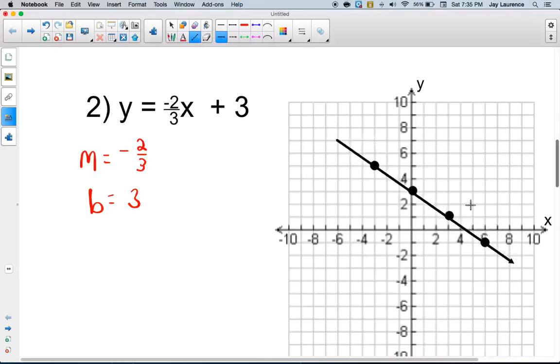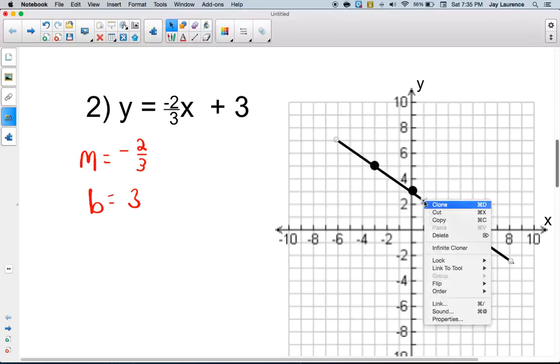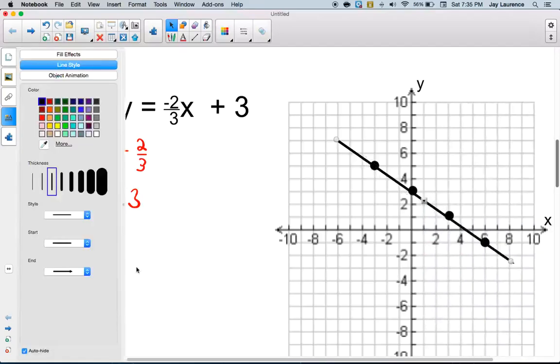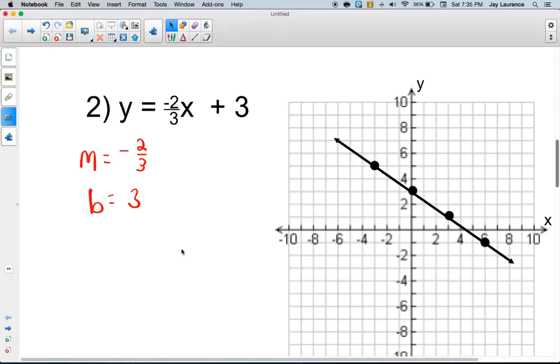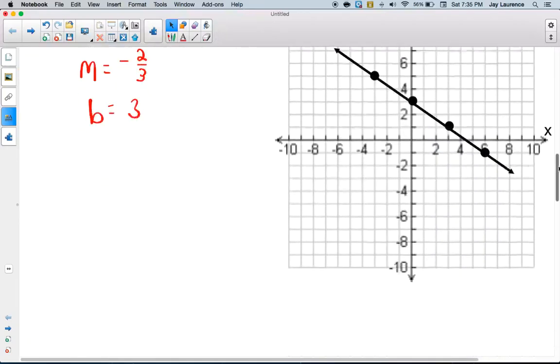There you go. And of course, you want to always make your line go forever. And notice I don't just stop at the points. I take up a good portion of the graph because my line goes forever. All right, there you go.